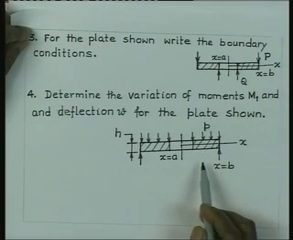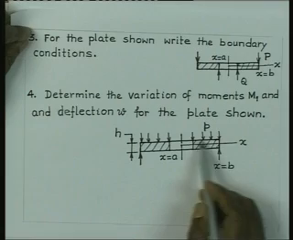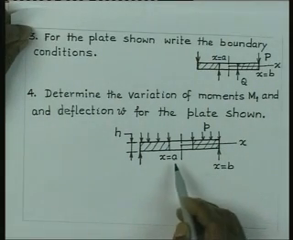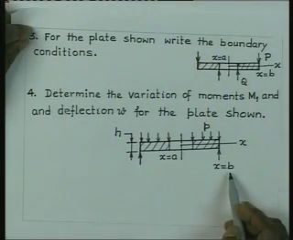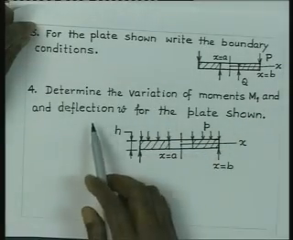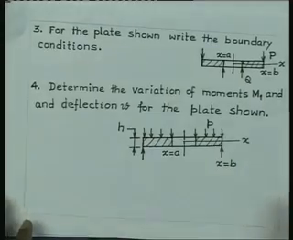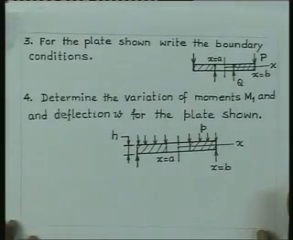For a plate like this, wherein it is supported at the edges and loaded with a distributed load over the annular area, which is from x equal to A to x equal to B, determine the variation of moments M1 and the deflection W for the plate zone. So, you can follow the steps that we have given you earlier and get the answers to these problems.